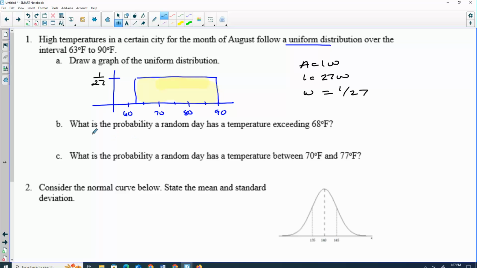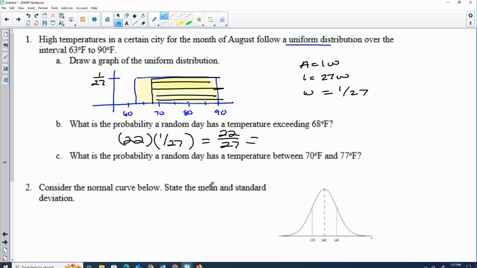Then we want the probability, but the probability is just this area. So the probability a day has a temperature exceeding 68. So that means we start at 68 and we're going to 90. So we're talking about this part of the rectangle. Okay, our rectangle is length times width. How far is it from 68 to 90? 22. Okay, times the height of it is 1 over 27. So you could say 22 over 27, or you can give me the decimal, whatever that turns out to be.